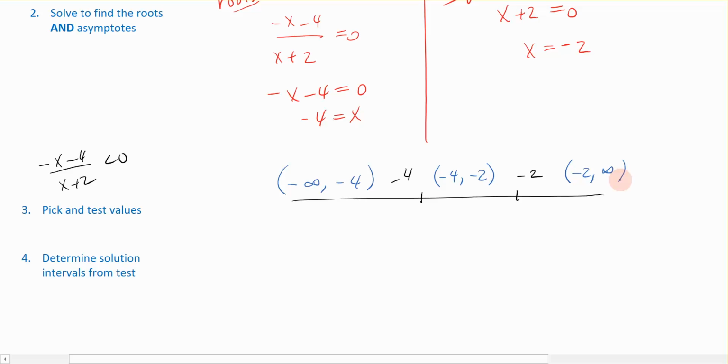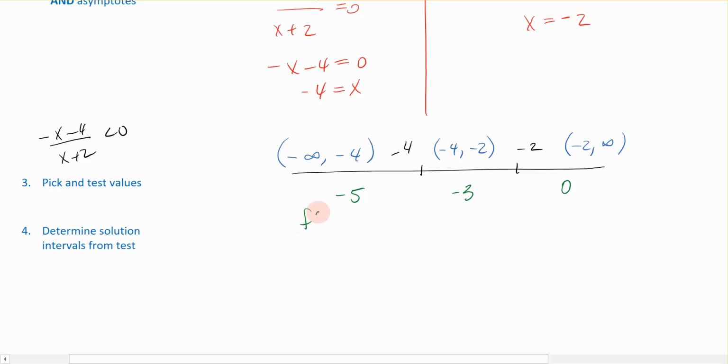Now we're going to pick our test points. So to the left of negative 4, I'm going to pick negative 5. In the center, I can only pick negative 3 if I want integer values. And to the right, I'm going to pick 0. Then you evaluate the function at each of these points, right? So I'm going to evaluate at -5, -3, and 0. These are just the values I picked. You find out that your function, when you plug it in, you get a negative value here, a positive value in the center, and a negative value on the right.